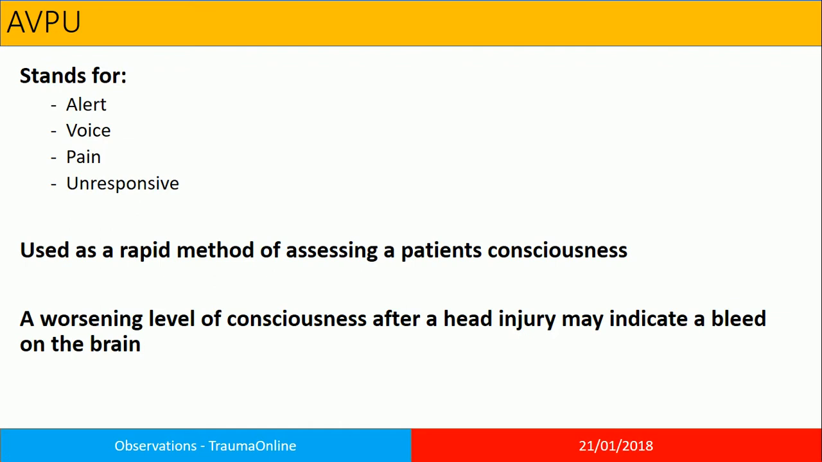AVPU is a way of assessing the patient's alertness. It stands for alert, voice, pain, or unresponsive. This is a rapidly used method, so you can quickly tell if your patient is alert, if they're responding to your voice, if they respond to pain, or if they're completely unrousable. The Glasgow Coma Scale, or GCS, is a more complex system of monitoring a patient's consciousness, ranging from 3 to 15, and will be explained later in the course. If a patient's consciousness level is decreasing, then it may indicate that they have a bleed on the brain following a head injury, or indeed that they're bleeding and so are not receiving enough oxygen to their brain.